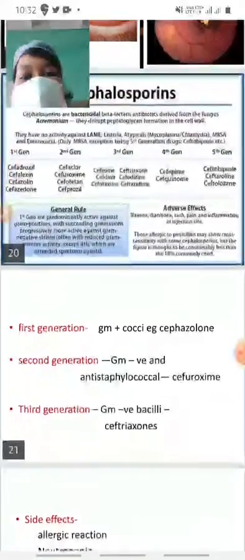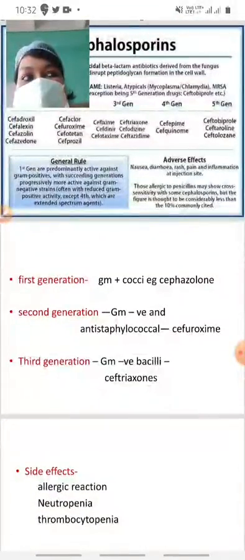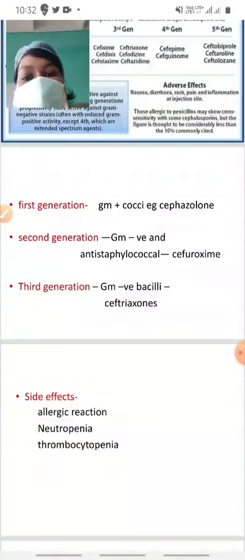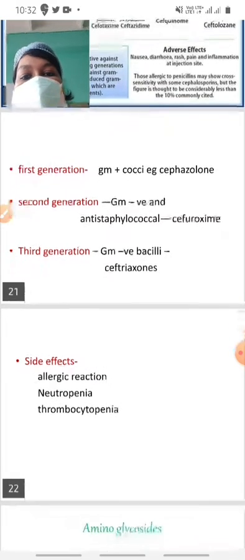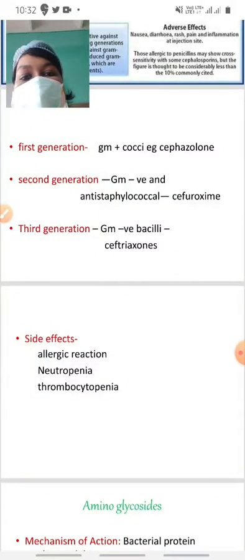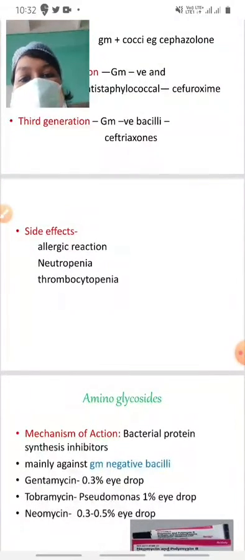You don't need to remember all the names, just you should remember that the first generation cephalosporins act against the gram positive cocci, like cefazolin, and the second generation act against the gram negative ones and against staphylococcus, they are cefuroxime, and the third generation are more active towards the gram negative bacilli, they are the ceftriaxone, and they have several side effects like allergic reaction, neutropenia and thrombocytopenia.